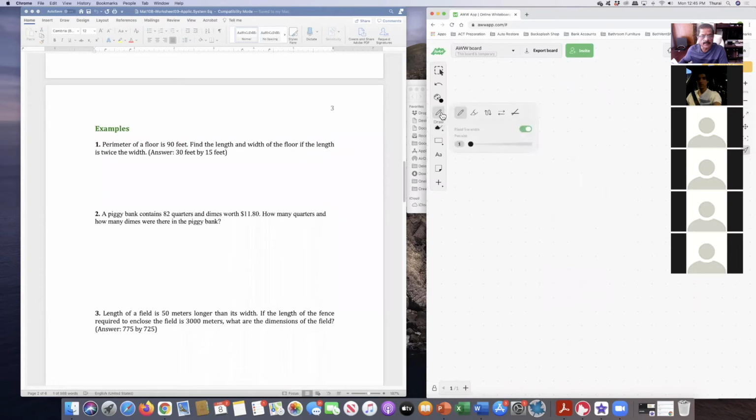Okay, second problem says, a piggy bank contains 82 quarters and dimes worth $11.80. How many quarters and how many dimes were there? Okay, then I'm going to call the number of quarters X.